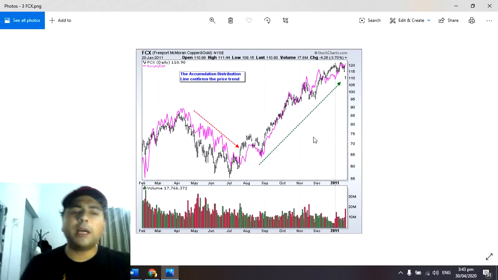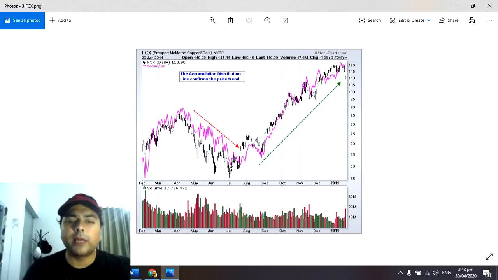Now, an uptrend in the ADL line reinforces an uptrend in the price chart also. As you can see from this FCX chart, the price is moving up and down in conjunction with the ADL line, and it is also moving up.